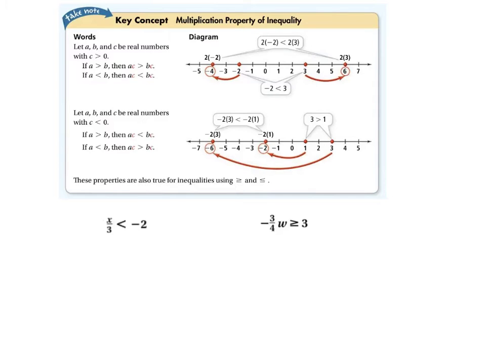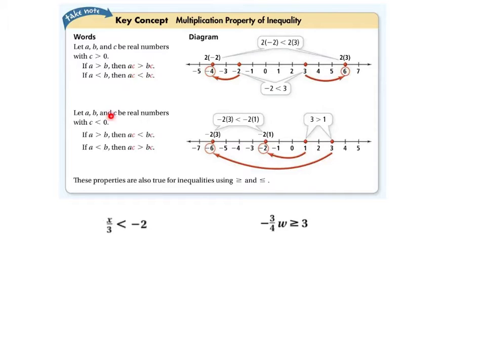Here's where we get to the real difference: multiplying and dividing. Look carefully at the multiplication property of inequality. Up here we have, if A, B, and C are real numbers, and C is a positive value, C is greater than 0, then it acts just like the multiplication property of equality. If you multiply by the same value on both sides, you still have a true inequality. And you can see again the numerical example that they show you.